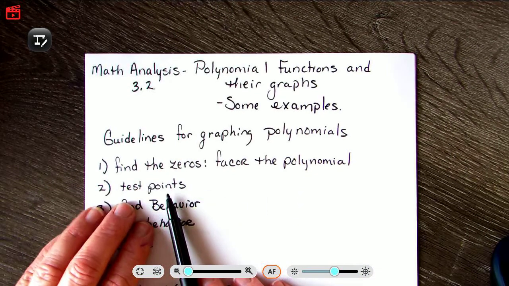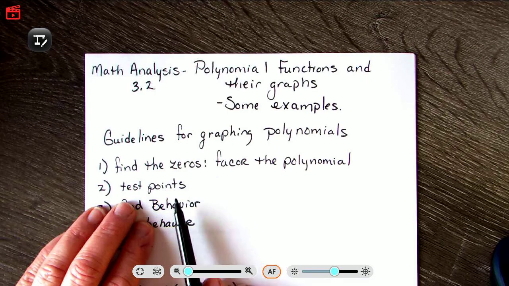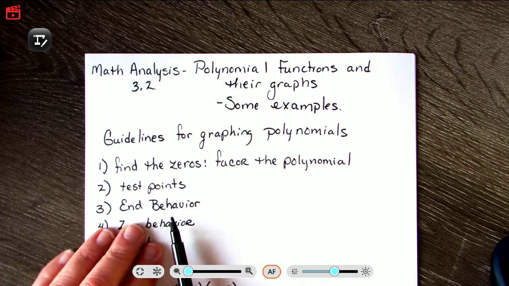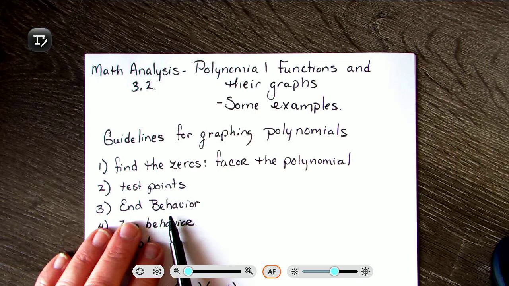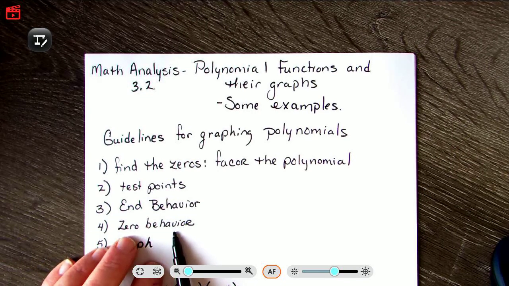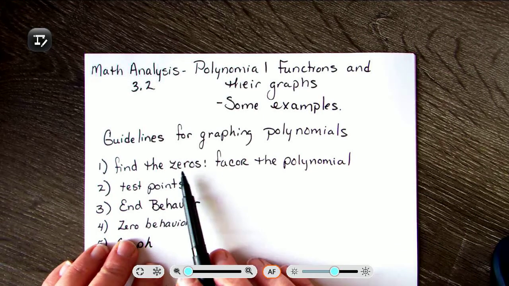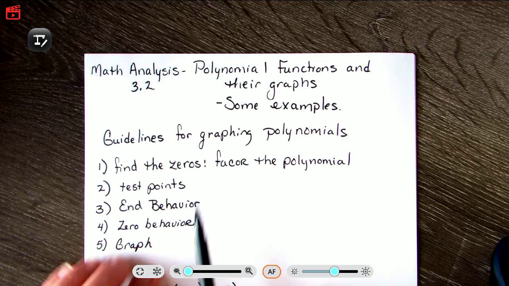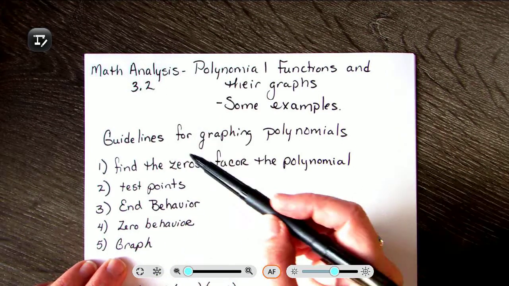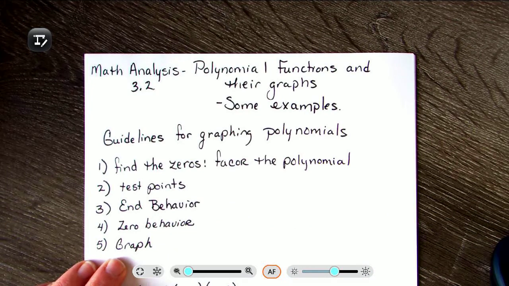Then we're going to plot those little zeros. That'll divide up our number line into some regions, and we're going to do some test points, so we're going to get some other points on our graph. We're going to think about the end behavior, what happens at the ends. Then I'm going to include some zero behavior, what happens near those zeros. And then we're going to do a rough graph. Okay, so that's walking through those pieces.